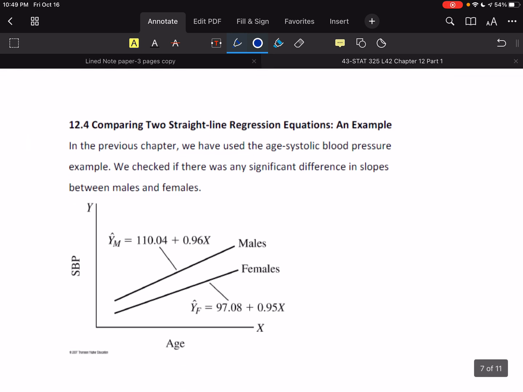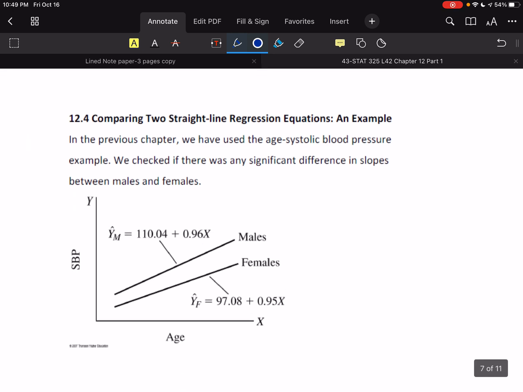All right. So now let's talk about comparing two straight line regression equations. In the previous chapter, chapter 11, we talked about the age and systolic blood pressure example, and we checked to see if there was a significant difference in the slopes between males and females. We came up with 0.96 and 0.95, and our test said that there was no statistical difference between these slopes. And so we said that these were, for all practical purposes, parallel. Okay?